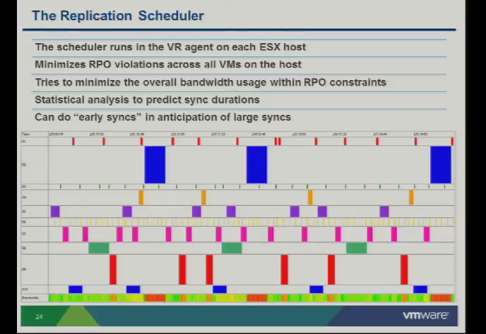And as I mentioned, this scheduler runs per host. It runs across all virtual machines replicating from this host. And the problem that the scheduler tries to solve is that it minimizes the overall bandwidth usage across all replicated virtual machines on that host while satisfying the RPOs for all virtual machines.